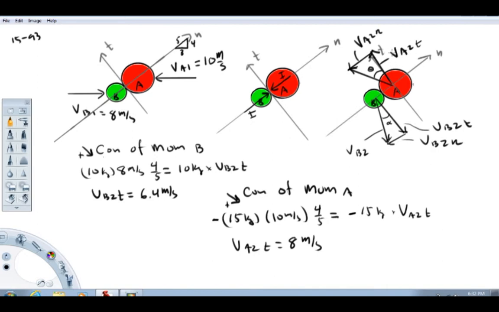All right, I'm going to take a moment here now. We've got VB2 tangential and VA2 tangential. I'm going to pause this, clean this up, and then go after the normal components.